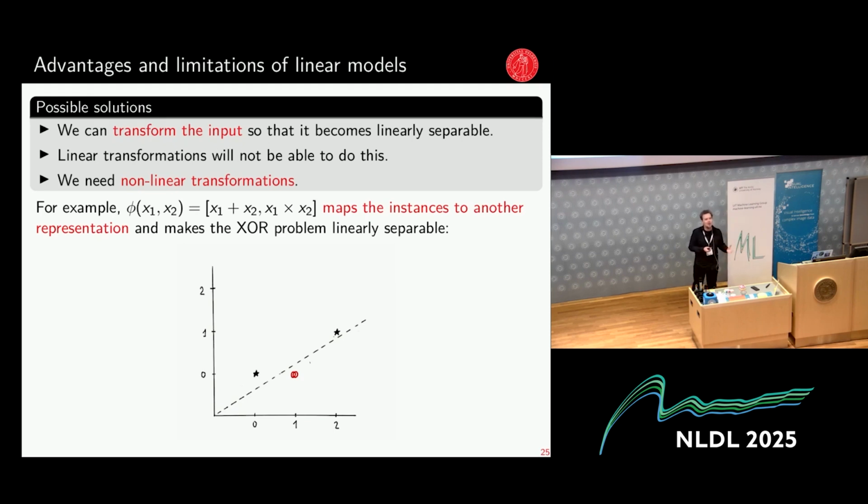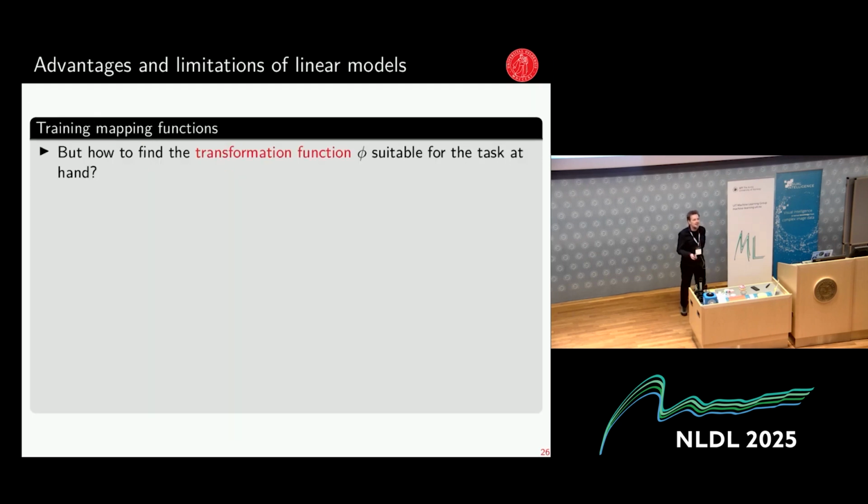So the problem is solved, right? We can now define a straight line, which is a classifier, such that all the black stars will be on the one side of the decision boundary and all the red circles will be on the other side of the decision boundary. You can check it yourself afterwards if you don't believe me. But of course, the problem is that it's time-consuming to devise such transformations manually, right? And it's not scalable. We cannot just sit and think how to transform our datasets for every task at hand.